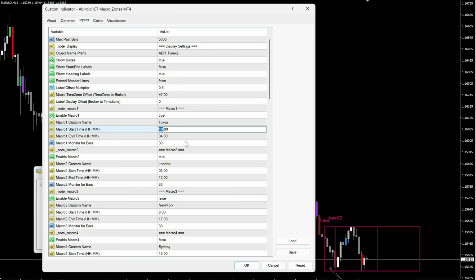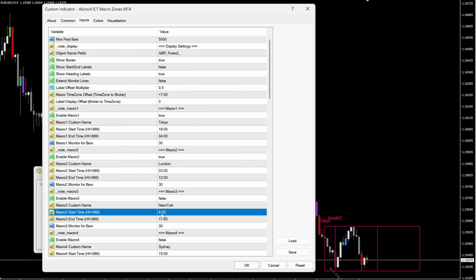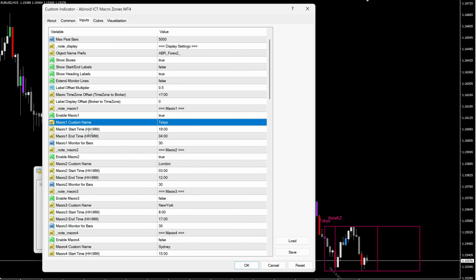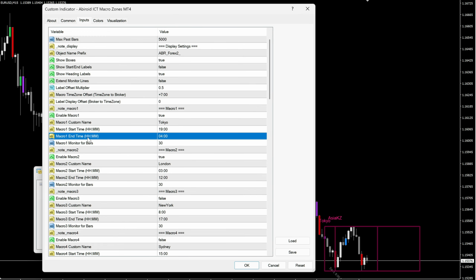Like 19, that's actually 7 p.m. and 4, right here, that's actually 4 a.m. And something like New York, that's 8 a.m. and this 17, that is 5 p.m. So just be careful to give the exact time right here. And based on this start and end time, it will draw those boxes.